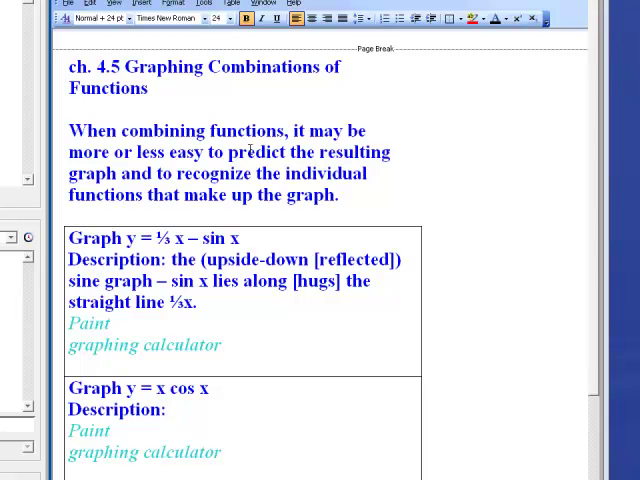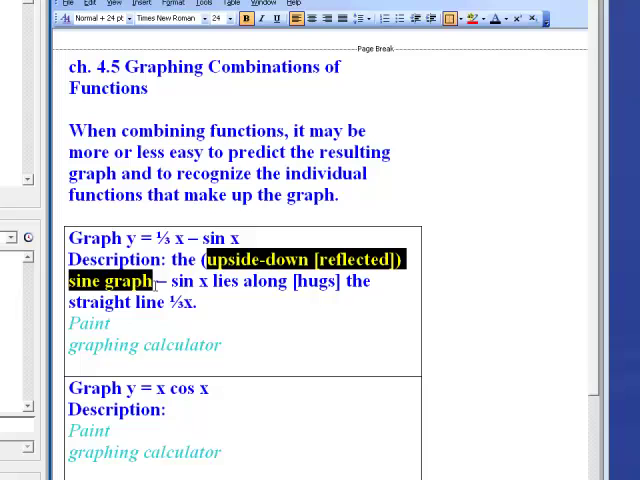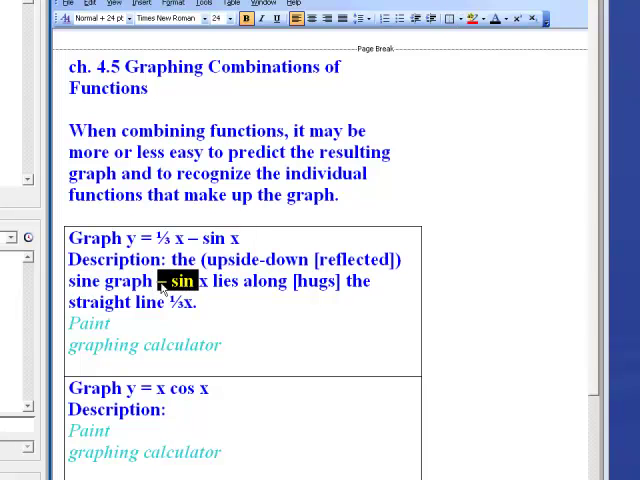We're supposed to graph y equals 1/3 x minus sine x. And here's a description I wrote down. The upside down sine graph, that is negative sine x, lies along or hugs the straight line 1/3 x. I'm going to show you that in Paint.